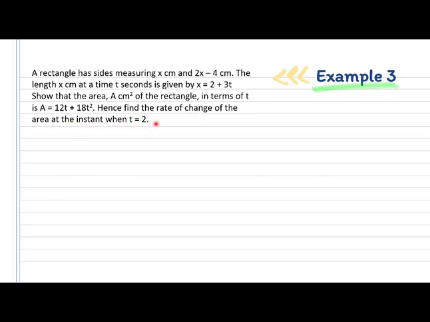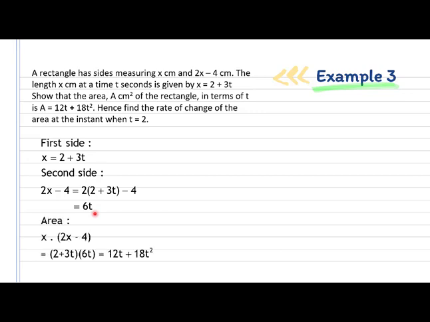So let's first prove that the area is 12t plus 18t squared. The first side is 2 plus 3t, and the second side is 2x minus 4. In terms of t, we can substitute x with 2 plus 3t, so that the second side is 6t in terms of t. Then the area will be x times 2x minus 4, and we have 2 plus 3t multiplied with 6t, and we prove that this is equal to 12t plus 18t squared.